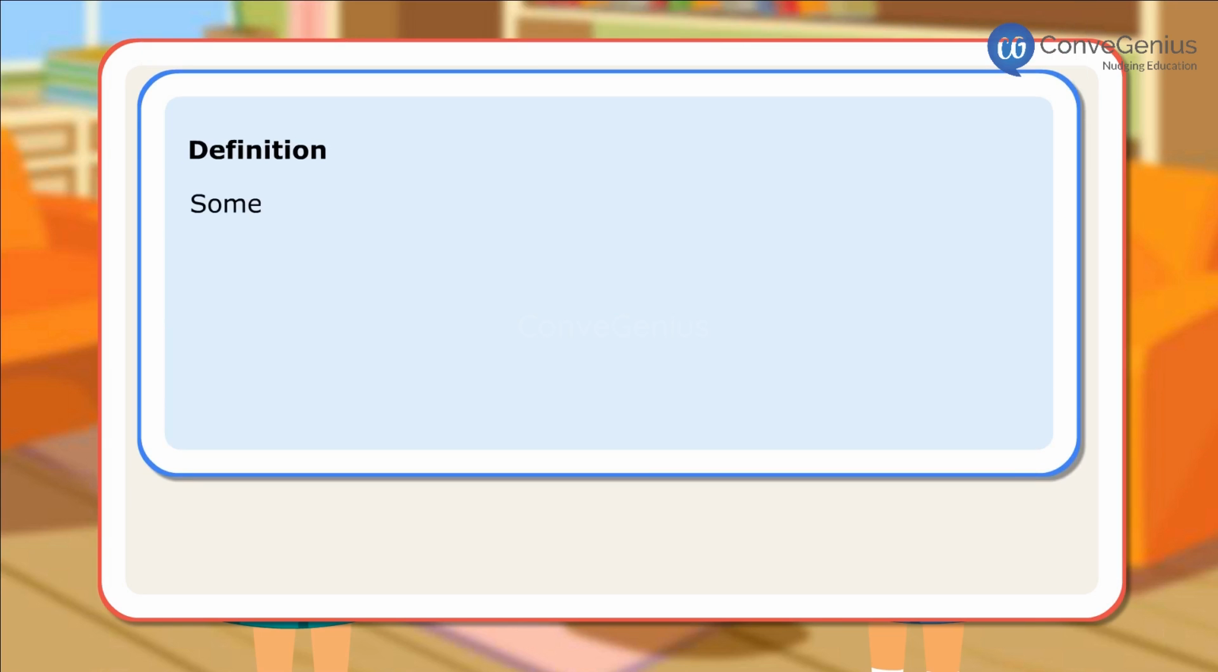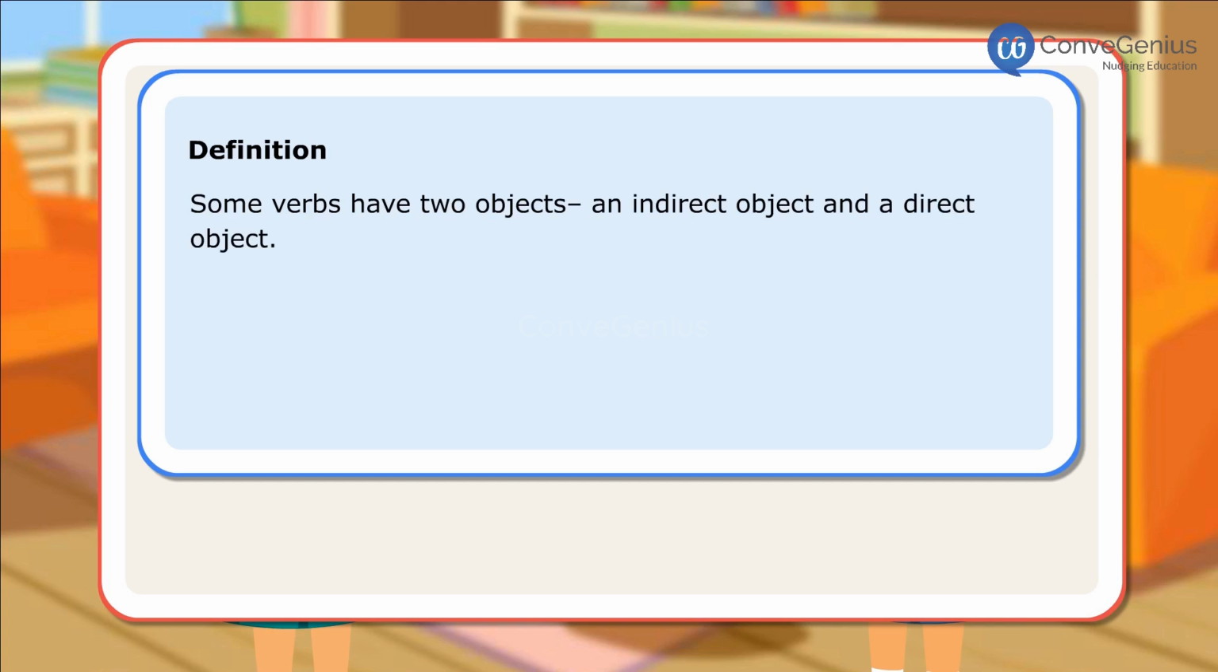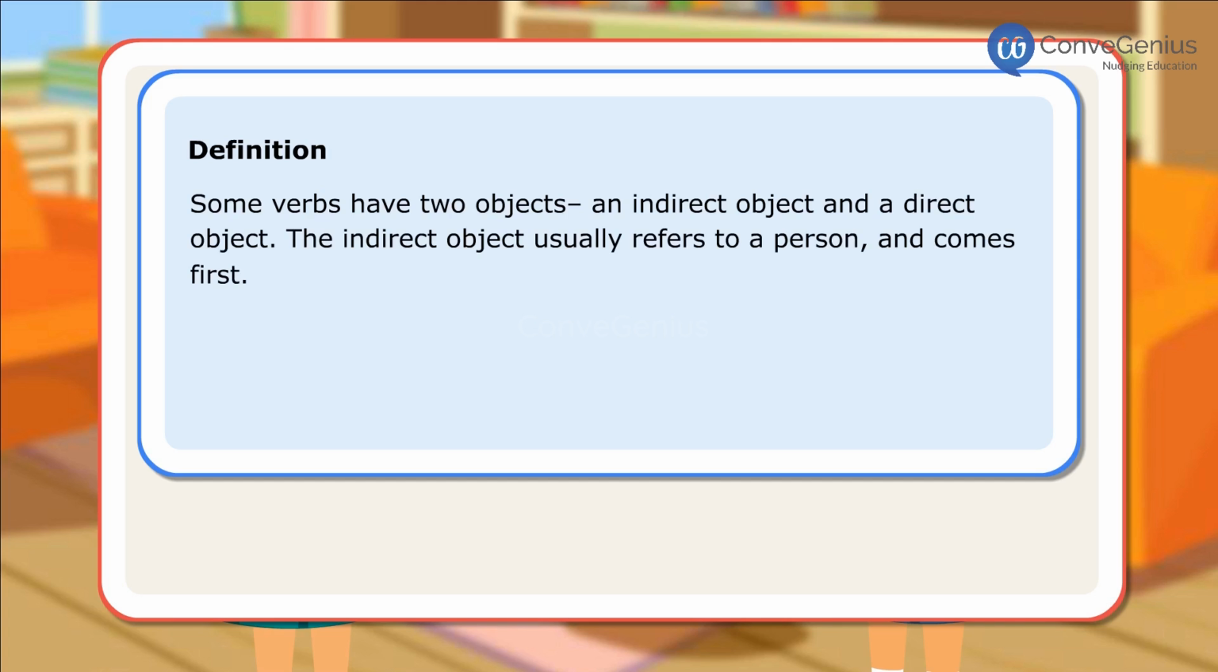Definition. Some verbs have two objects, an indirect object and a direct object. The indirect object usually refers to a person and comes first. The direct object is usually the name of something.